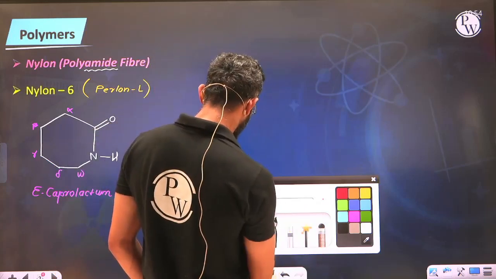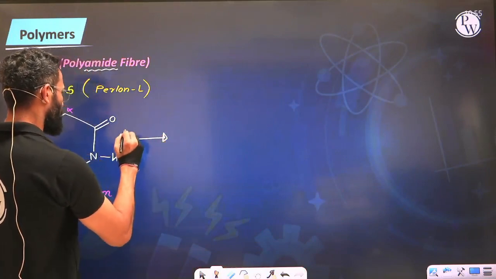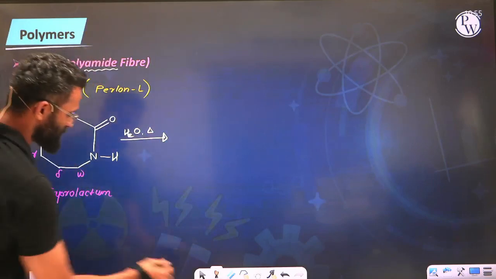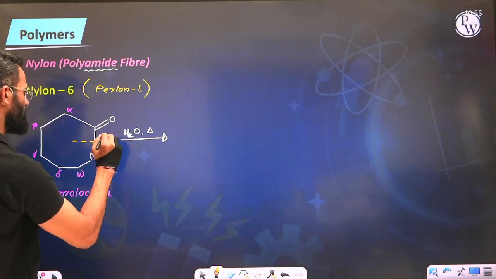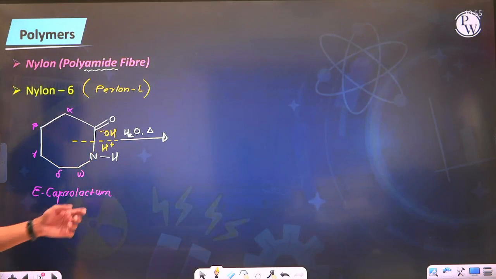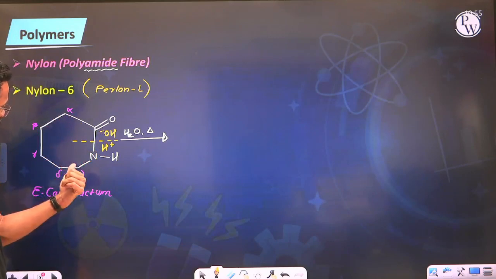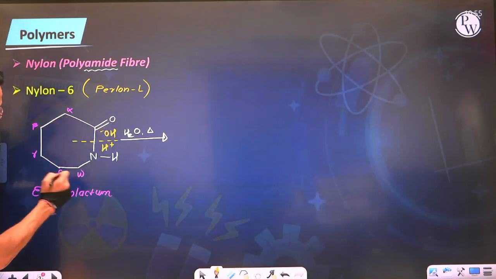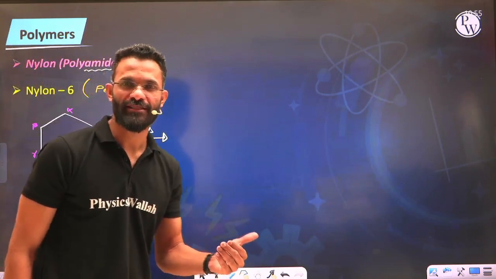Now this epsilon caprolactam is subjected to the process of hydrolysis. Hydrolysis is breakage using water, H plus OH minus. So you will see one of the functional groups developed over here would be COOH, then CH2, CH2, CH2, CH2 and CH2. How many methylene CH2 groups do we have? 1, 2, 3, 4, 5. So COOH, CH2 5 times and NH2 is what we are going to get. That is nothing but epsilon, or you can say omega amino caproic acid.